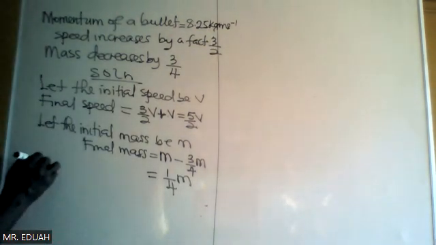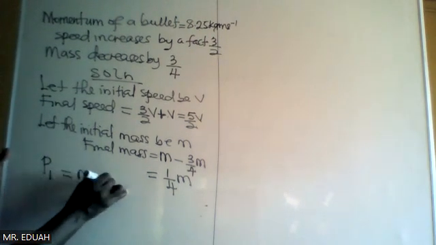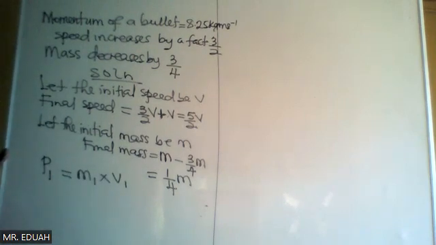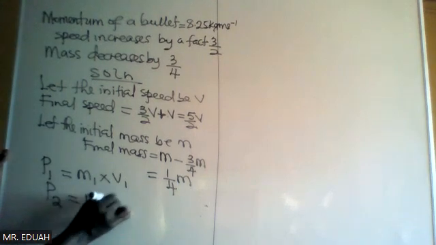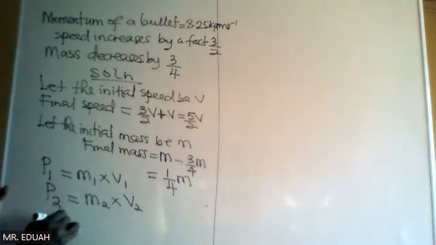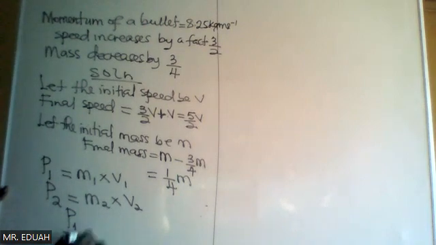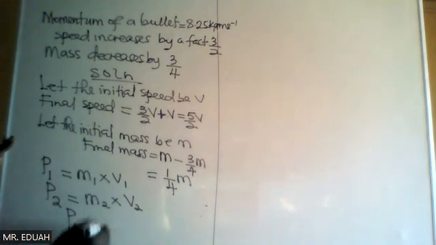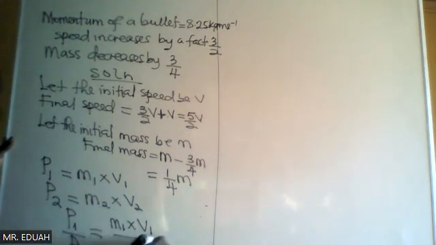So let's put it in. Initial momentum P1 is equal to M1 times V1. Final momentum P2 is equal to M2 times V2. Let's substitute the ratio P1 over P2, because we'll be looking for the second one. This is equal to M1 times V1 over M2 times V2.